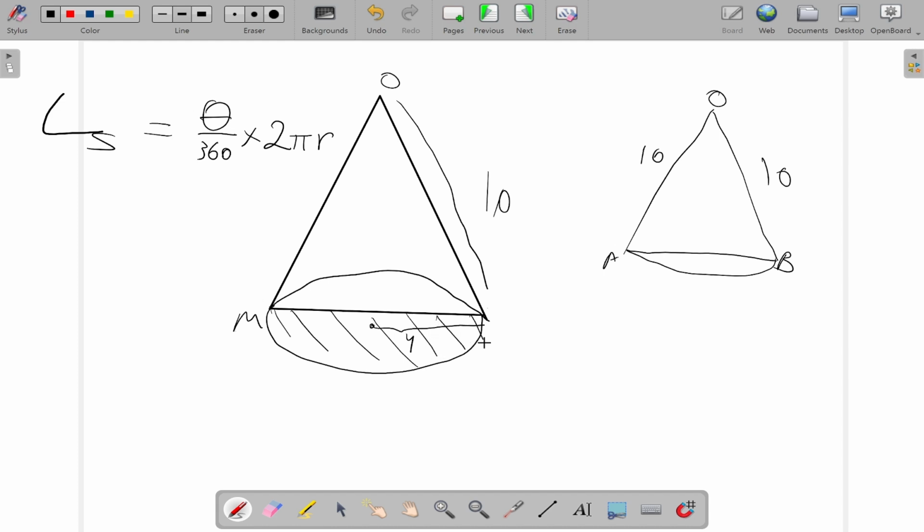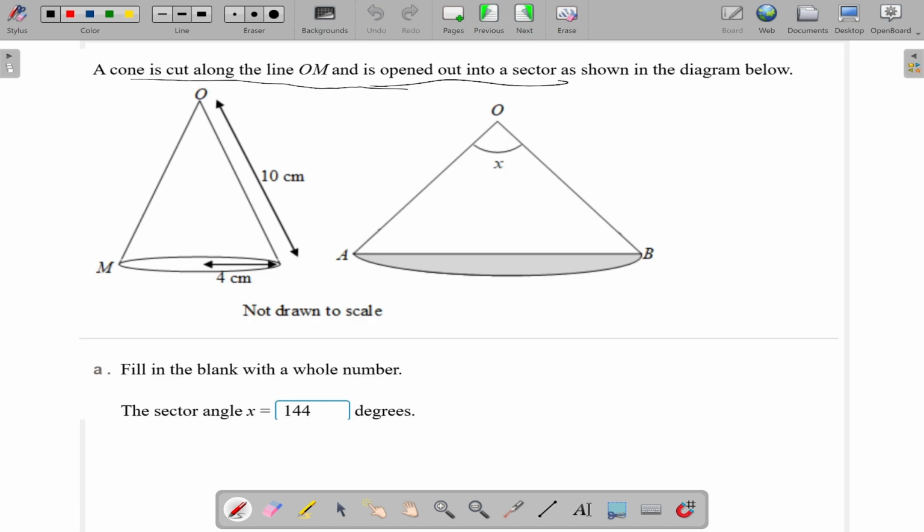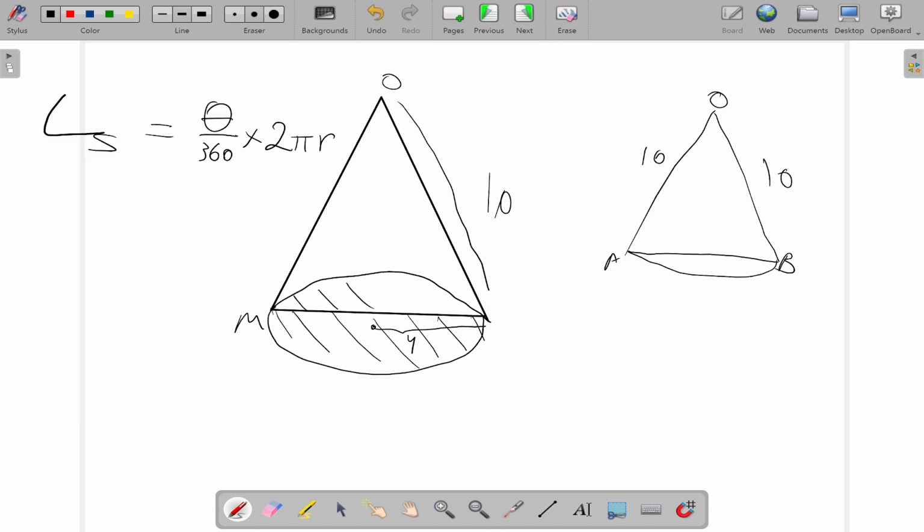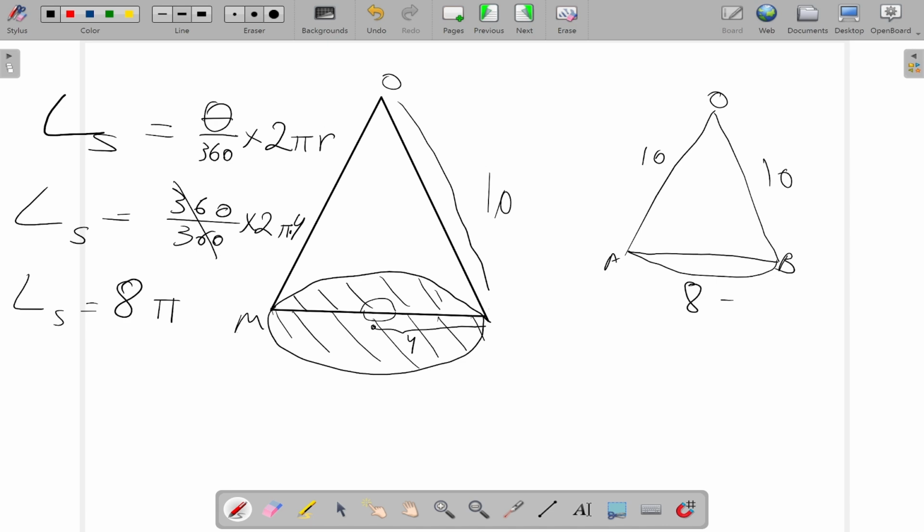Then it got opened. They said it's opened out into a sector. So then we have this other side as well because it got opened up, so now we have the full circle. Now we substitute theta as the angle, 360 over 360 times 2 pi, and the r is 4. You might be asking why it is 360. Because we have the semicircle, and we have the full circle now after we opened it up. So we have 180 degrees here, 180 degrees, 360. This cancels into 1. So LS, the length of the sector, is equal to 8 pi. So we can write here arc AB, because arc AB is the length of the sector, is 8 pi.